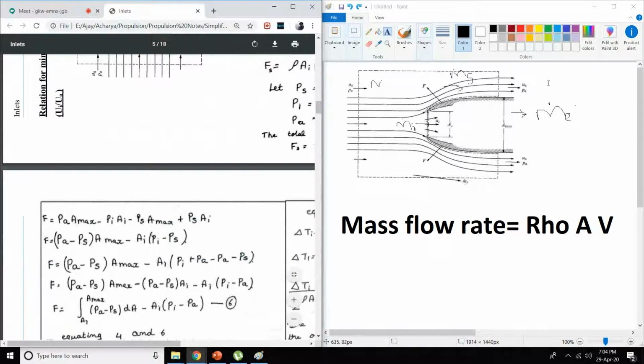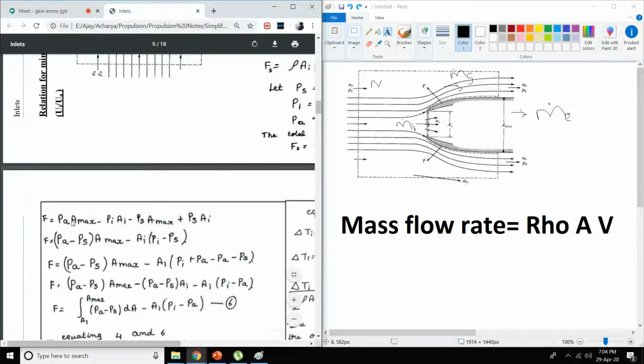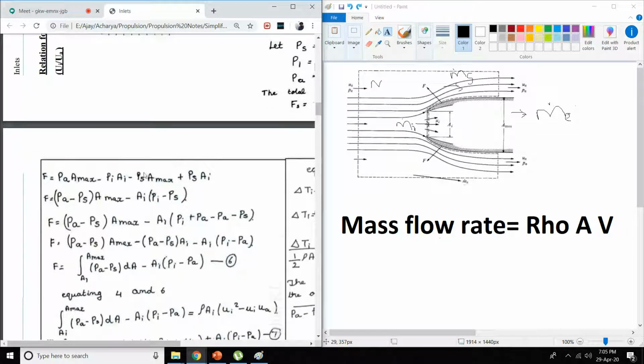So once you have got it, what you'll do, you'll integrate this PS. So PA max minus PI AI minus PS max plus PS AI. Okay, so once you've integrated that, what you'll do, you'll take Amax common out here. So PA minus PS into Amax minus AI into PI minus PS. So AI and Amax common you have taken, you have ended up at this equation.